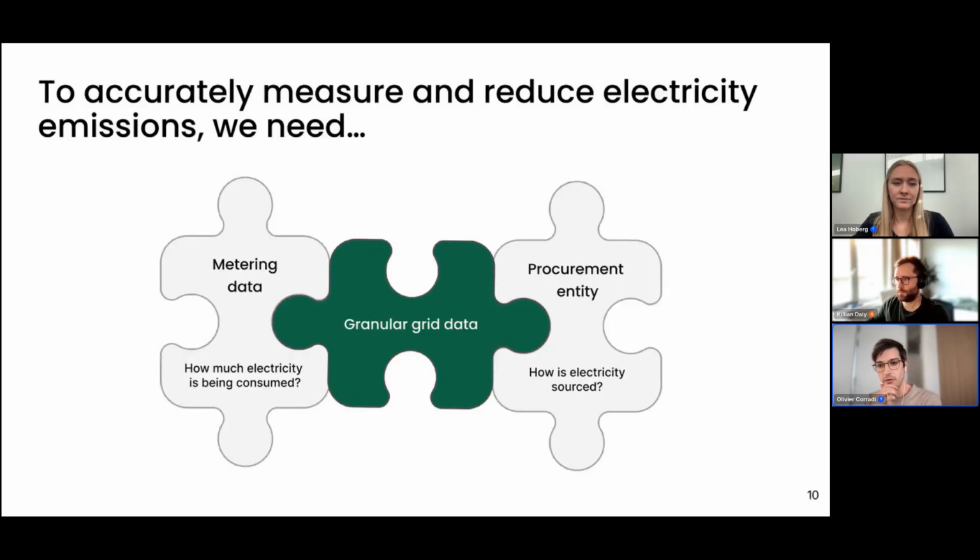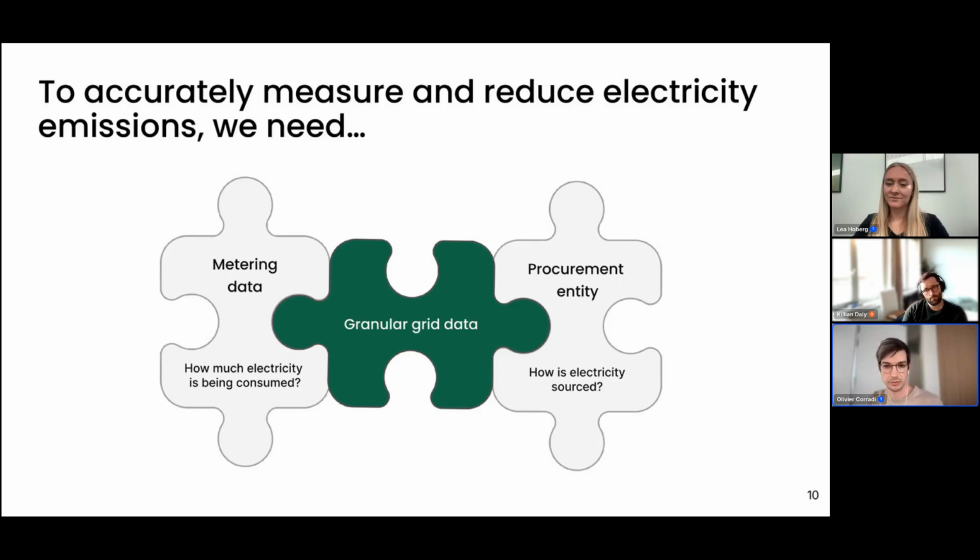So if we move a step further, if you actually want to accurately measure and reduce your electricity emissions in a corporate setting, there are three pieces that you generally want to work together. The first piece is that you need to understand how much electricity you're consuming in your facilities through metering. We call that metering data. There's another piece where you need to understand, for these facilities that are consuming electricity, the time at which you're consuming it and the location at which you're consuming it. Where did that electricity come from on the grid? And that's the granular grid data.